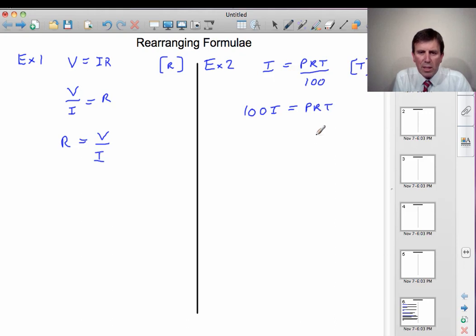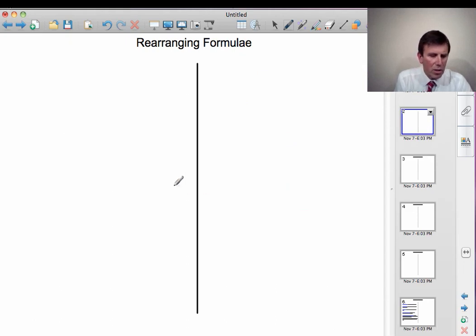And finally, we isolate the T by dividing by how many T we have, PR of them. So we just divide the equation through by PR to give a final answer of T equals 100I divided by PR. Okay, 2 simple examples to start with. Let's move on now and look at our first example where brackets are involved.